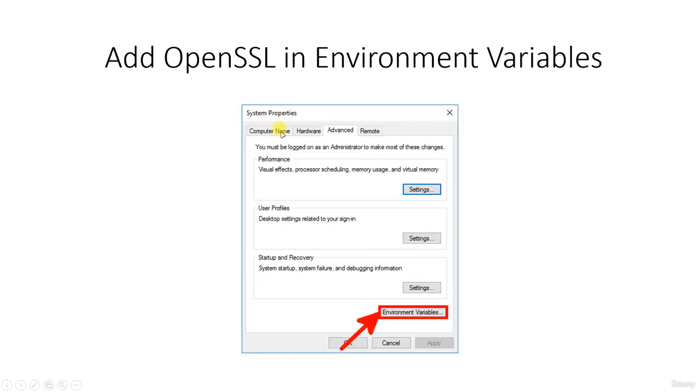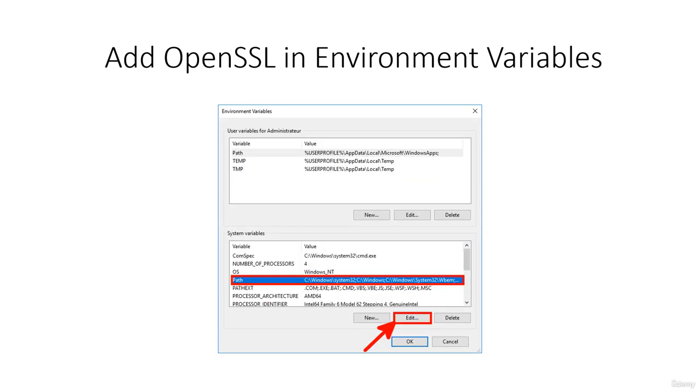By default, it will show the computer name tab. So go to the Advanced tab. In Advanced, go to the bottom and click Environment Variables, because we need to add OpenSSL here, so we have to change this environment variable. After that, as you can see, we have a couple of variables for the administrator like Path, TEMP and TMP, but we will be using this one.